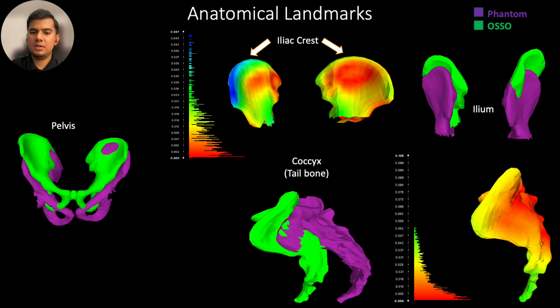Since the wrong pose could have led to increased errors, I also considered anatomical landmarks like the coccyx or the tailbone and the iliac crest, which were unaffected by the different position of hands and legs. Here you can see that the tip of the tailbone has shifted by around 5.2 centimeters compared to the ground truth, whereas the iliac crest on the left, which is highlighted in dark blue color, indicates a high error of about 4.7 centimeters compared to the ground truth.